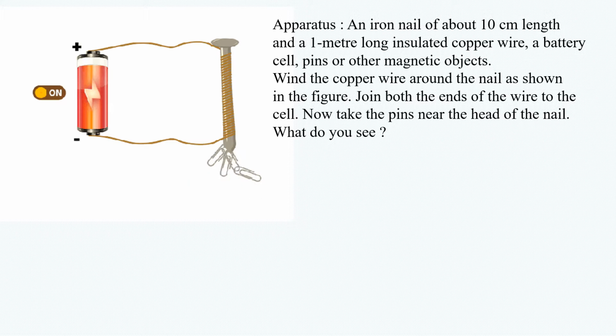Another experiment that we can do is, if you take an iron nail of about 10 centimeter length and 1 meter long insulated copper wire, a battery cell, here all the things are mentioned, here you can see pins and other magnetic objects. You have to wind the copper wire around the nail as shown in the figure. You have to join both the ends of the wire to the cell. Now take the pins near the head of the nail. What do you see? तो हम लोग हमारे जो nails के ऊपर you have to do one activity. You can do this also at home.